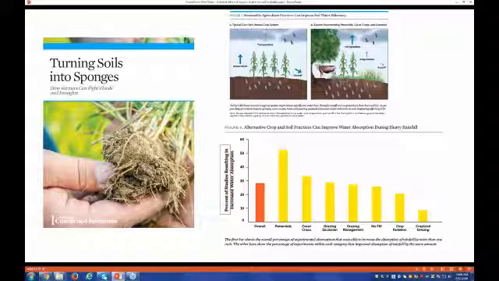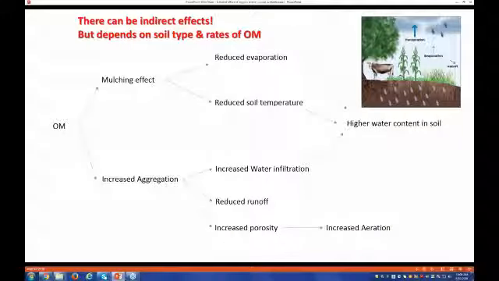And if you look at one of the figures, it says it's the percentage of studies resulting in increased water absorption. So it's the percentage of studies, not the actual percentage of the amount of water it can hold. So there may be indirect effects, but that depends on the soil types, the rates of organic matter, and also the practice. If you add organic matter on the surface of the soil, that also depends on the rate, how much you add.